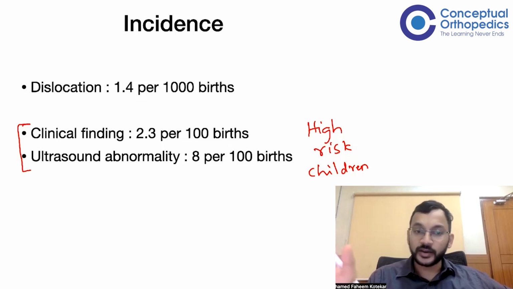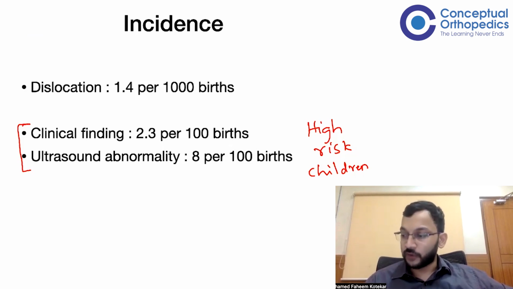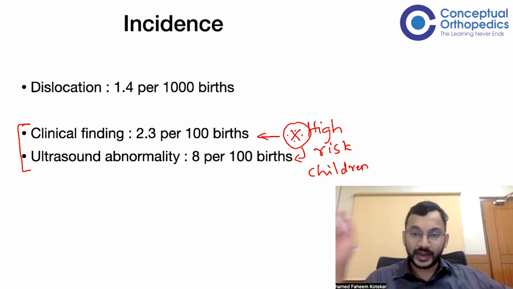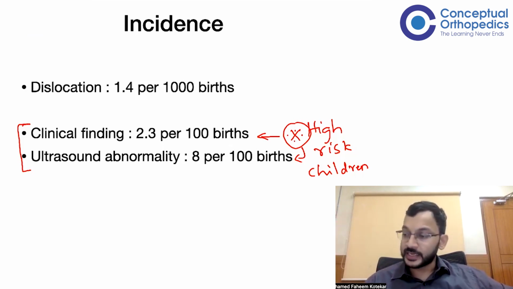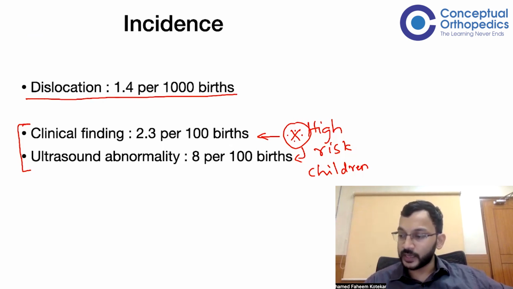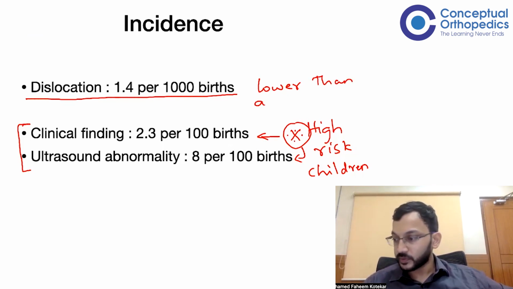And since all of these children are undergoing the clinical examination and ultrasound, you are more bound to have the presence of an abnormal finding in these high-risk children. Whereas a dislocation is only found out at a later point of time, and that is why the incidence of a dislocation appears to be lower, okay, than a subluxation. I hope I am clear here.